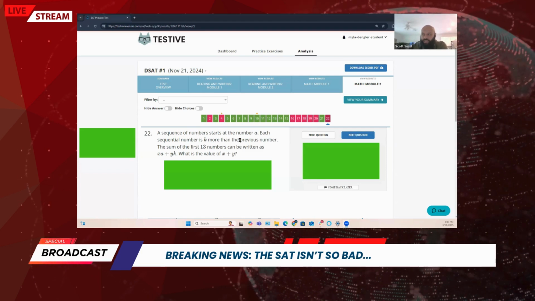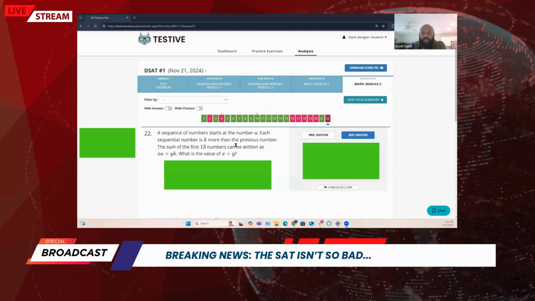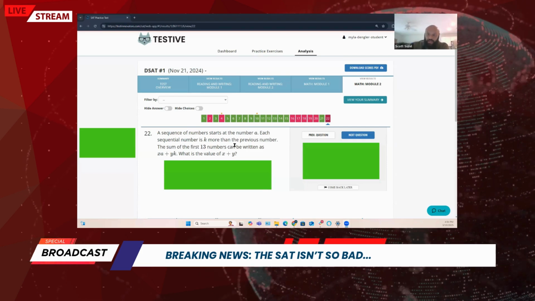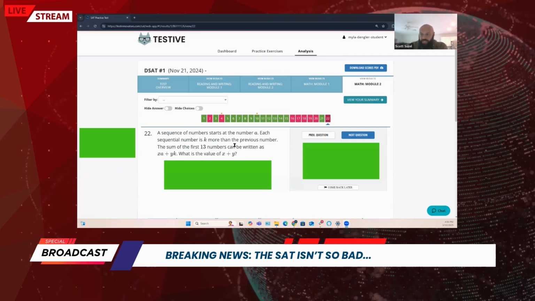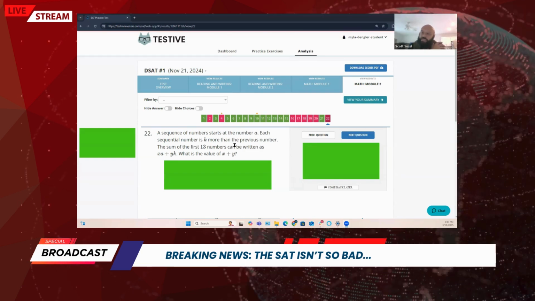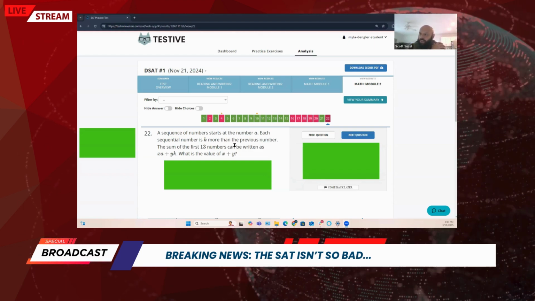A sequence of numbers starts with the number A. Each sequential number is k more than the previous number. Okay, so this isn't a geometric sequence. It's an arithmetic sequence. That'll be important a little bit later. But every single term in the sequence is increased by some standard amount, k. The sum of the first 13 numbers can be written as xa plus yk. Okay, well, what's the value of x plus y?